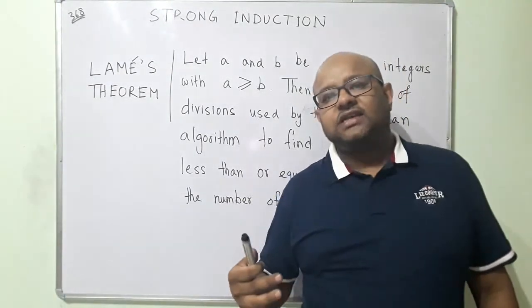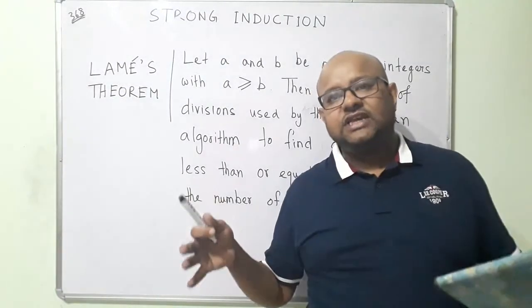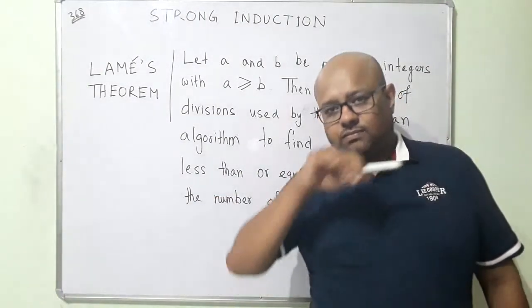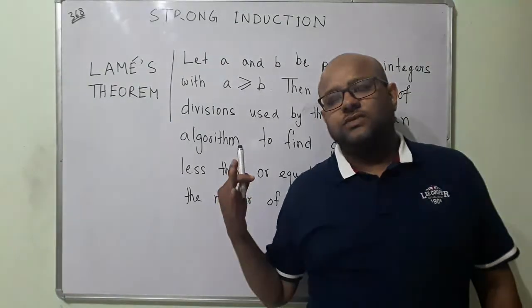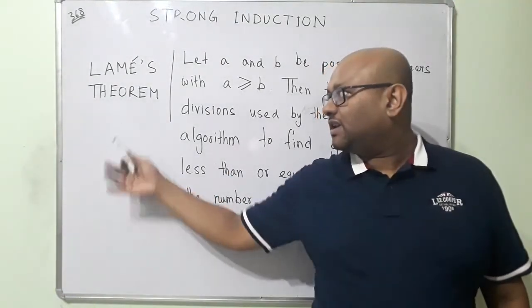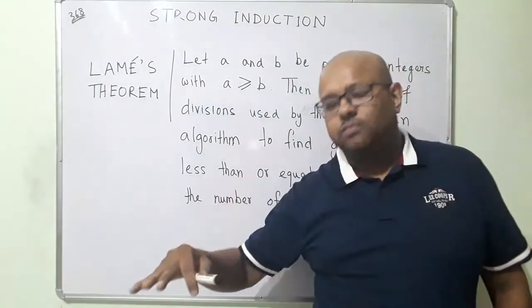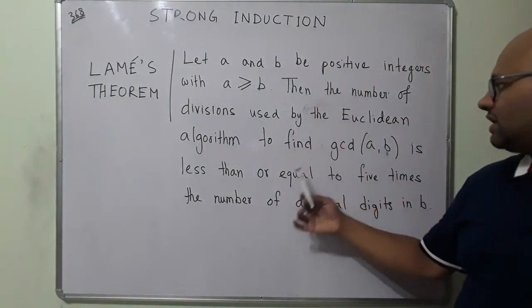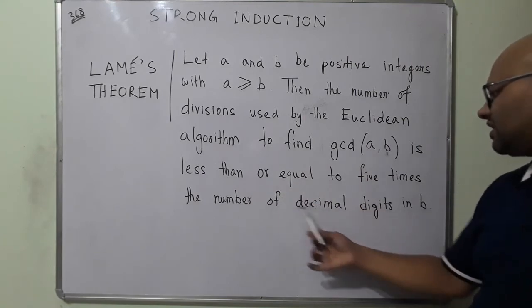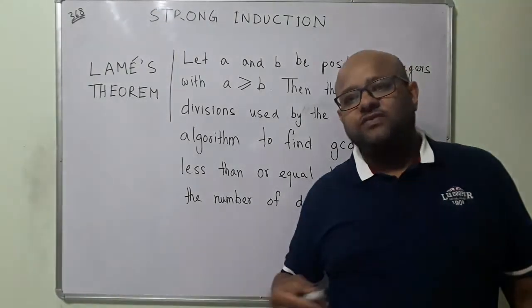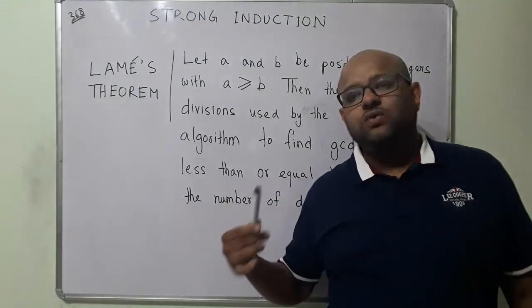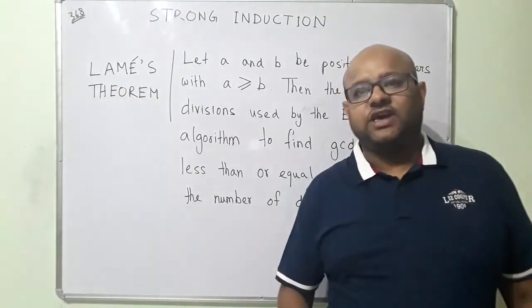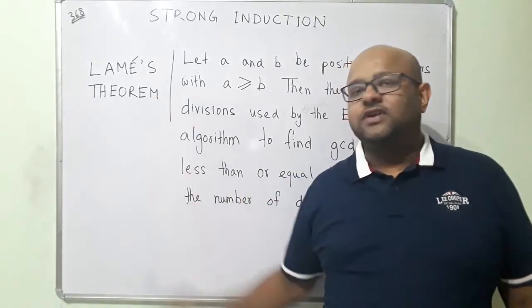Okay. So if B is k digits long, then the number of divisions required would be less than 5k. So yeah, that is what we have. This is giving us a very good complexity on how much time this algorithm is going to take. So if B has k digits, we are going to do at max 5k divisions. The number of divisions is going to be 5k or less, definitely not greater than 5k. That is what is given to us by Lame's theorem.